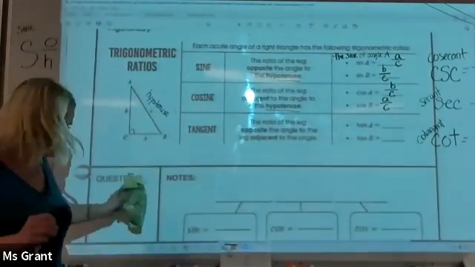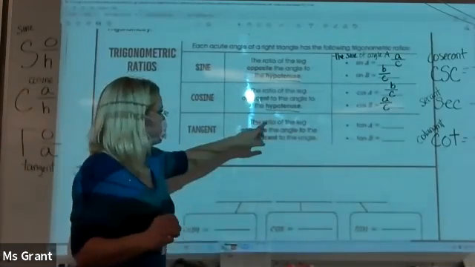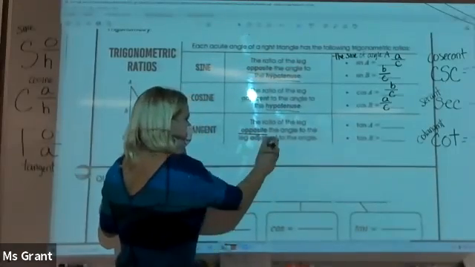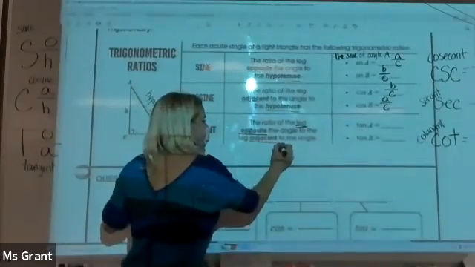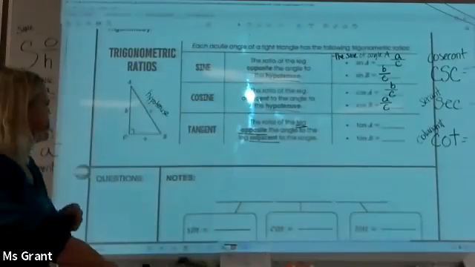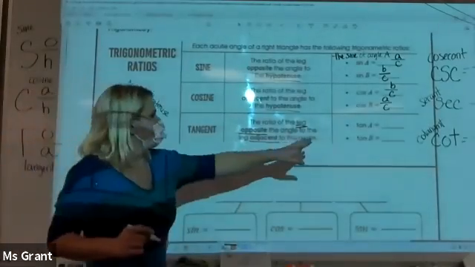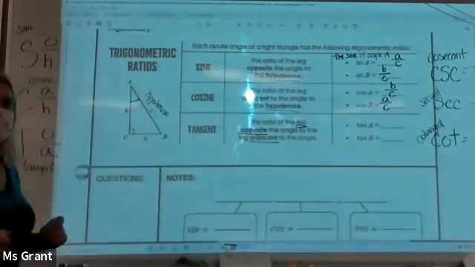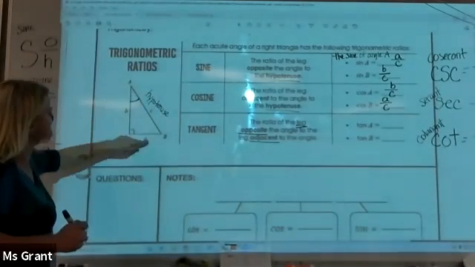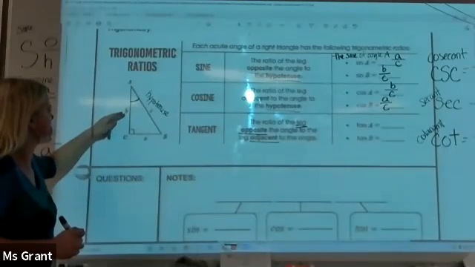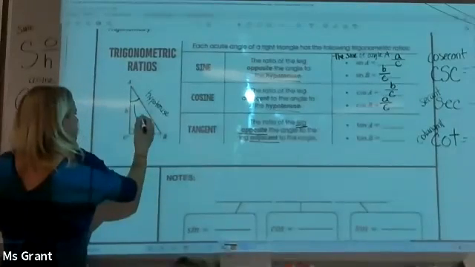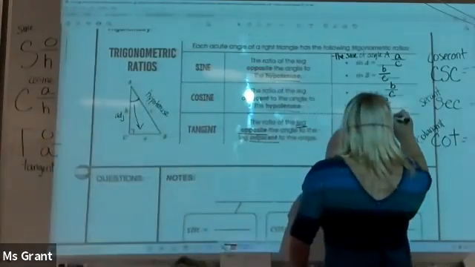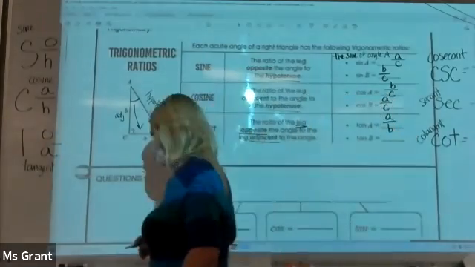Tangent. Third term in trigonometry. The ratio of the side that's opposite, the leg that's opposite, and then the leg that's adjacent. I'm going to do tangent of A. Here's A, capital A. Tangent of A. Opposite is lowercase a over adjacent, lowercase b. Opposite over adjacent. Lowercase a over lowercase b.